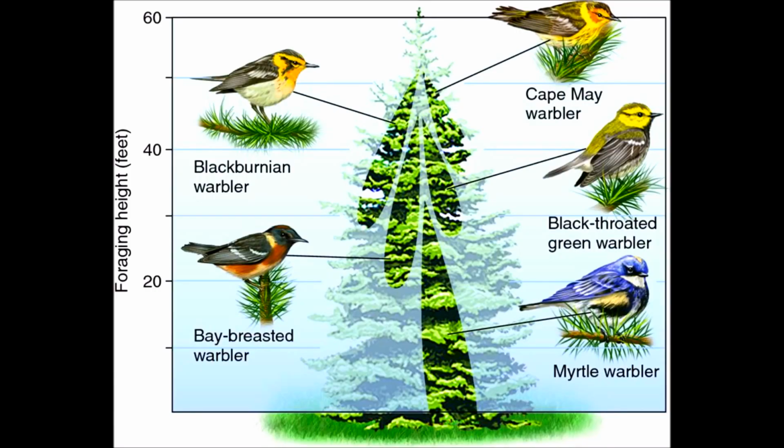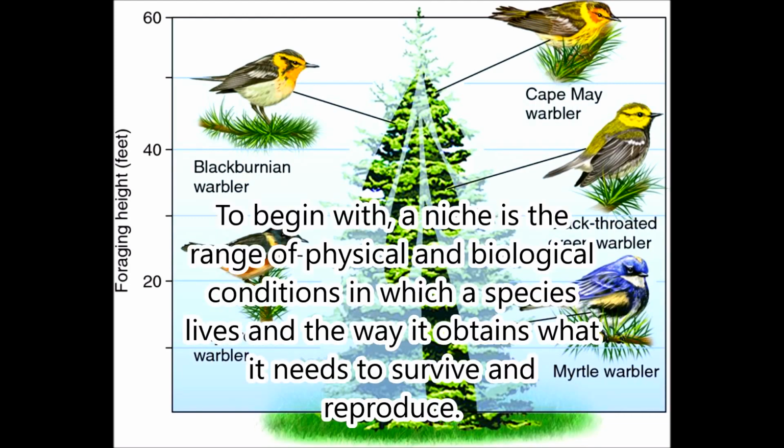Another topic is niche and community interaction. To begin with, a niche is a range of physical and biological conditions in which a species lives and the way the species obtains what it needs to survive and reproduce.